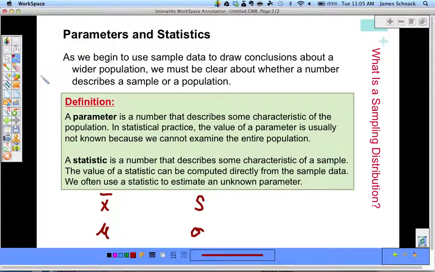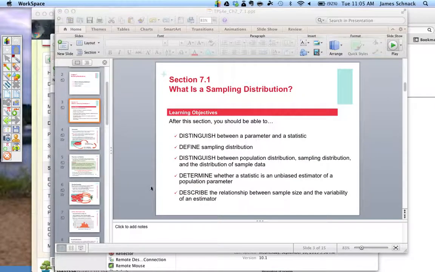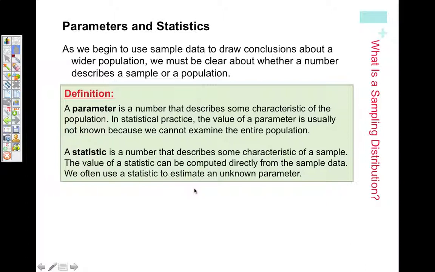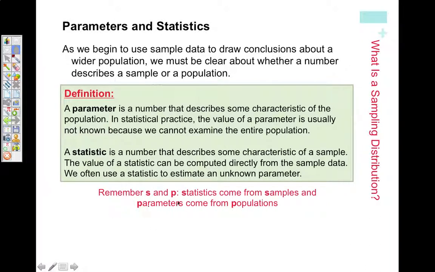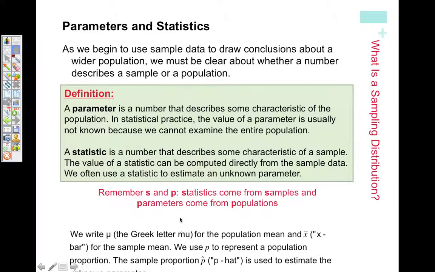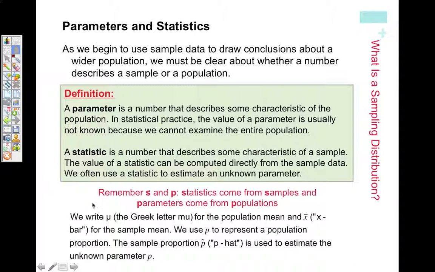It's important to understand which is which and when it's appropriate to use one versus the other. S and P. S, statistics. Statistics come from samples. P, parameters come from populations. S with S, P with P. There we go. So here we go again, mu versus X bar.